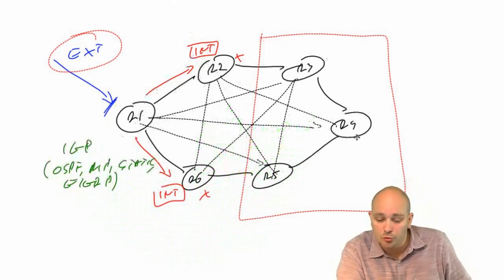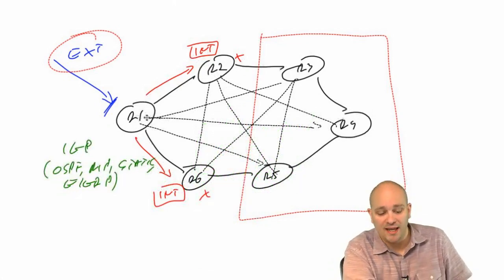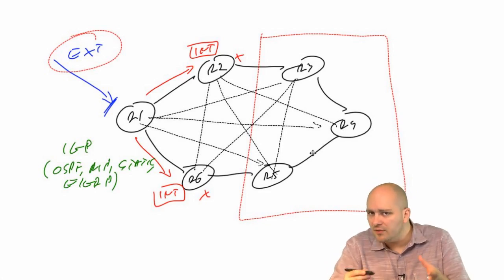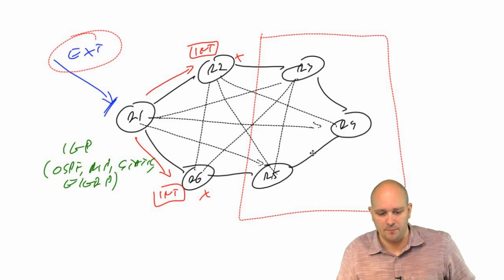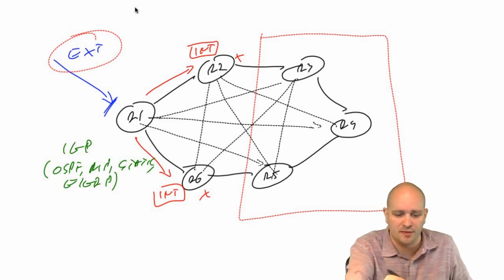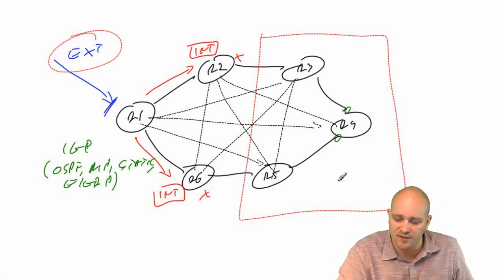R1 will know how to reach R4. So they could have a direct peering session even though they are not physically directly connected or even logically directly connected. How does that work? Where should then this peering session be established with? Between which of these interfaces here?